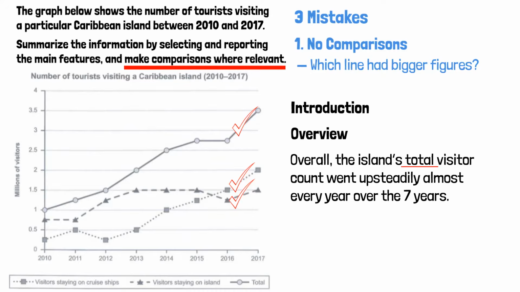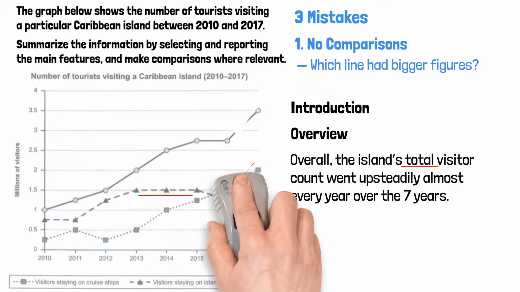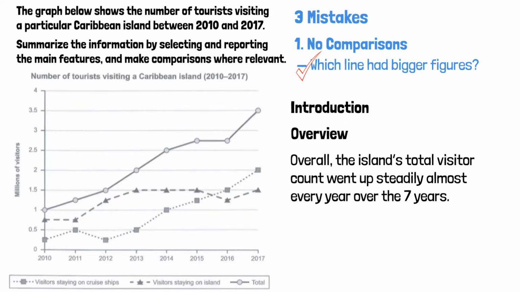And it's actually not very accurate to say the on-island figure increased over the 7 years. So what you should do is to compare which line had bigger figures. You see, the on-island figure was bigger than the cruise ship figure before 2016, right? But from 2016 on, the cruise ship figure was actually bigger than the on-island figure.